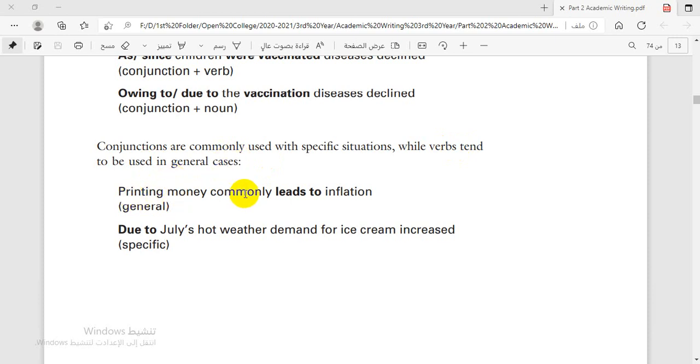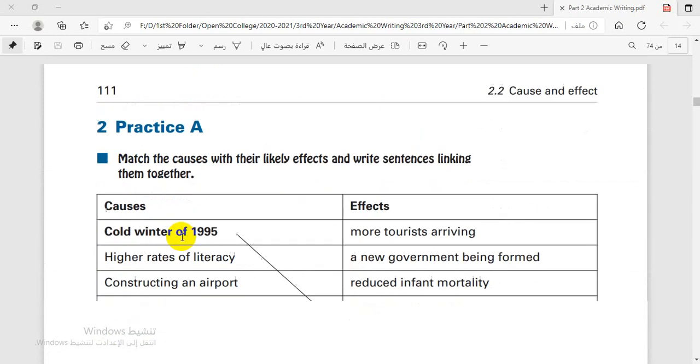Printing money commonly leads to inflation. Okay, due to July's hot weather, demand for ice cream increased. Here we have what? We have a verb. And here we have what? We have a conjunction. Let's move to the other page.